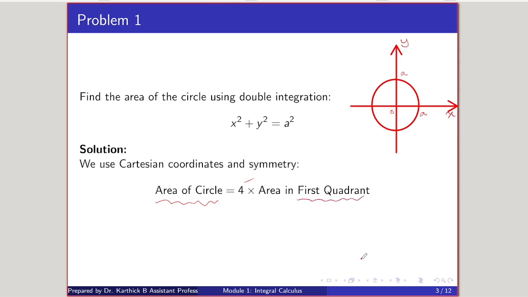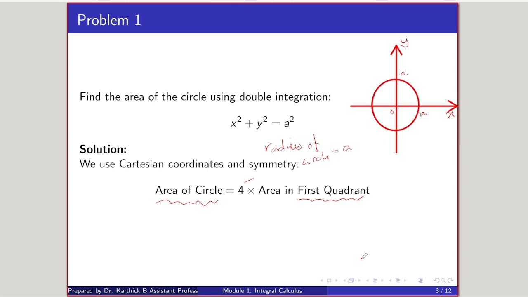So here, let's see. Assume this is a circle. Here they have mentioned that x square plus y square equal to a square. So it will be of (x minus h) whole square plus (y minus k) whole square equal to a square. So the radius of the circle will be equal to a. So it varies from 0 to a.